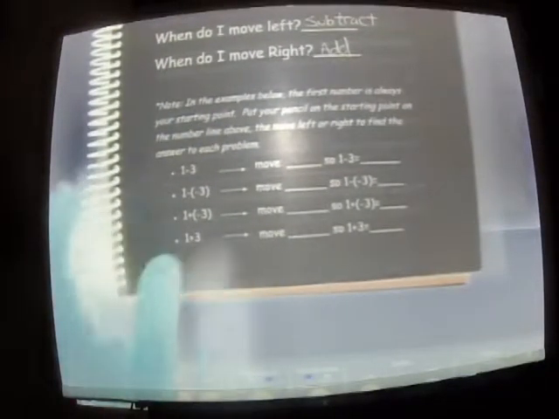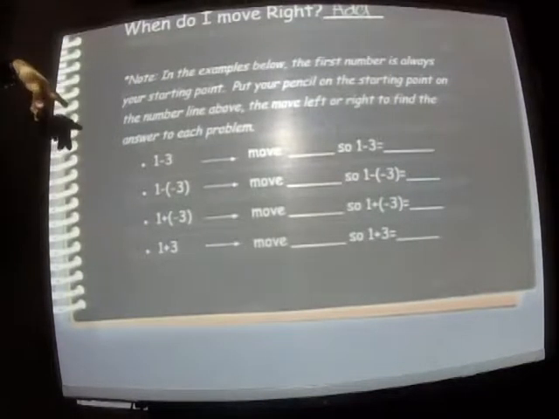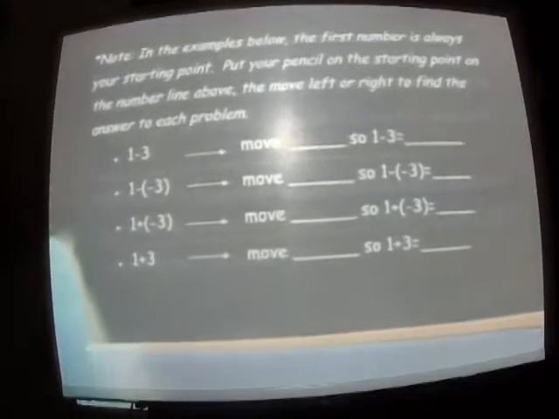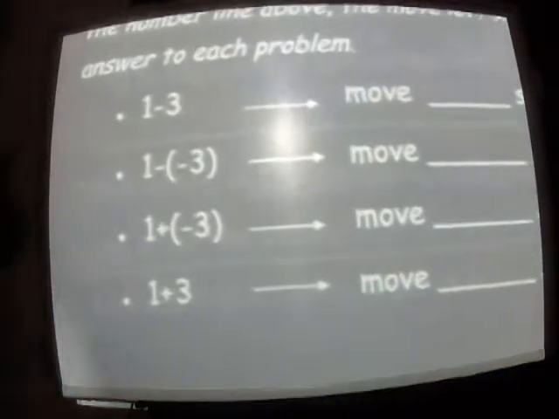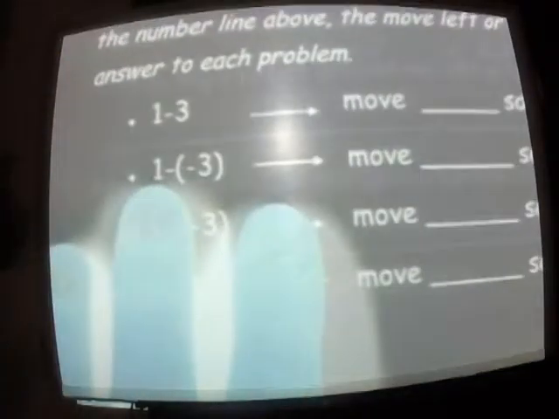All right, so note, in the examples below, the first number is always your starting point. Put your pencil on the starting point and then move left or right. So this very first one says 1 minus 3. So where do I start in 1 minus 3? 1. So put your pencil on 1.